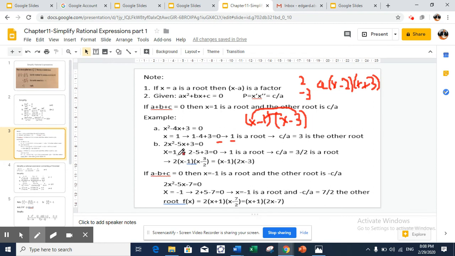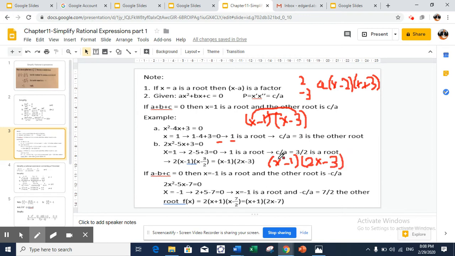If you replace x by 1, you're going to get 2 minus 5 plus 3. So 5 minus 5 is 0. So one of the roots is the factor x minus 1. Now, if I want to find the other factor directly, I say 2x squared divided by x is 2x, and 3 divided by minus 1 is minus 3. So 100% this is correct.